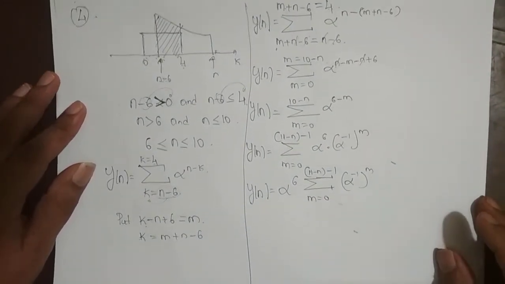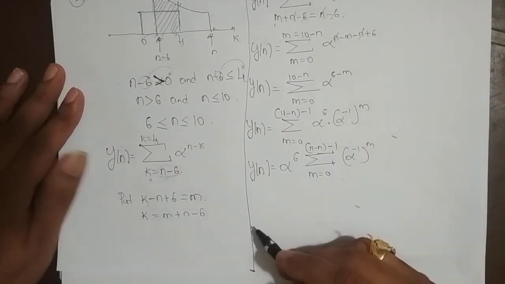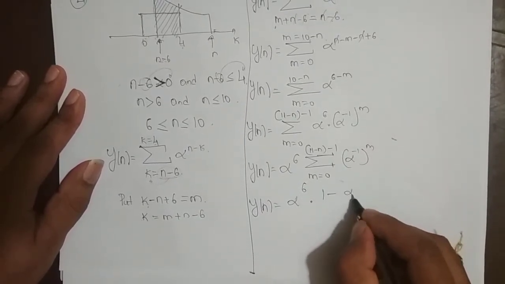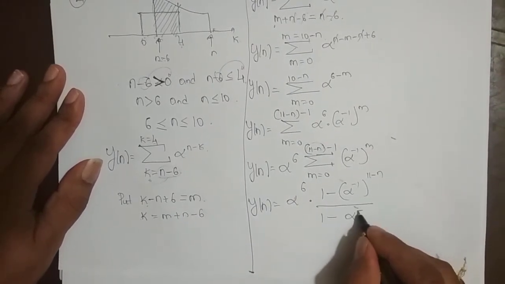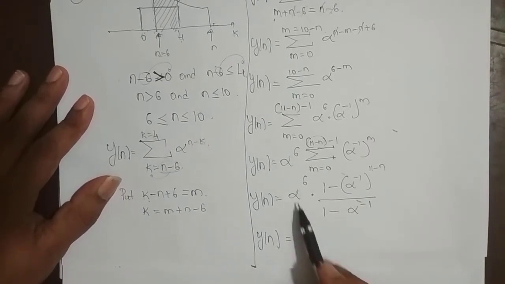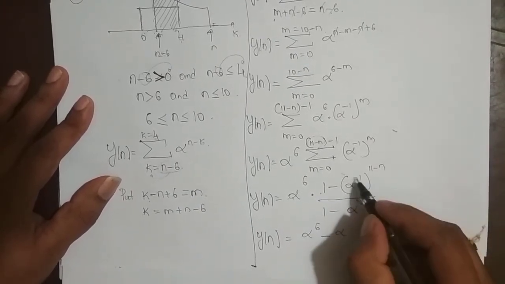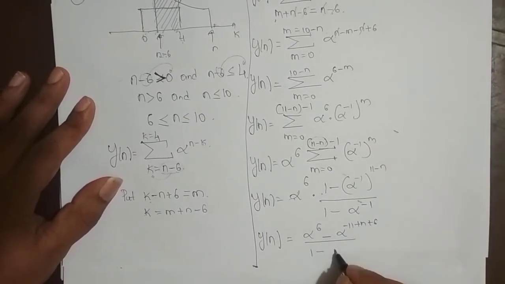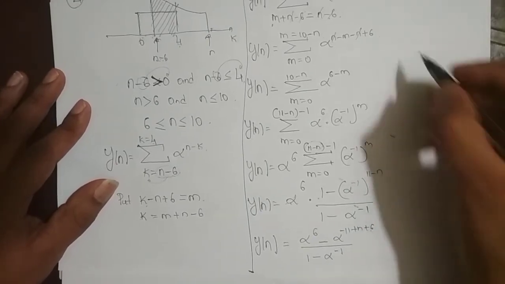Now this is in the form of summation n varying from 0 to n minus 1 alpha power n form, right? So the right hand side is what? Alpha power 6, I'll put it the same. So it is 1 minus alpha power this term, 11 minus n term, whole divided by 1 minus alpha. Now y of n is equal to, so I'll multiply this alpha power minus 6 to the other side. So 1 times alpha power 6 is alpha power 6 minus alpha power minus 11 plus n, and this is 1 plus 6, right, divided by 1 minus alpha power minus 1. Now, minus 11 plus 6 is minus 5.